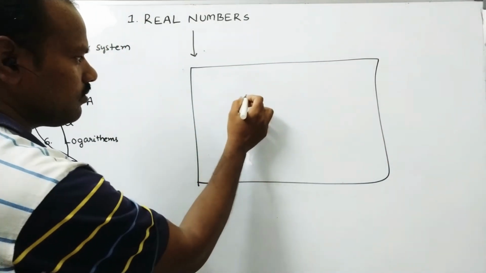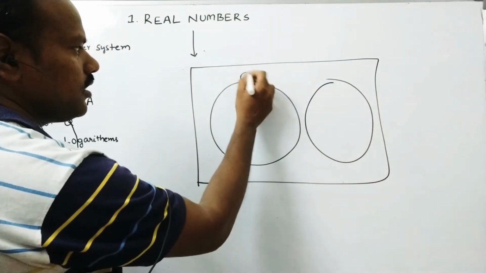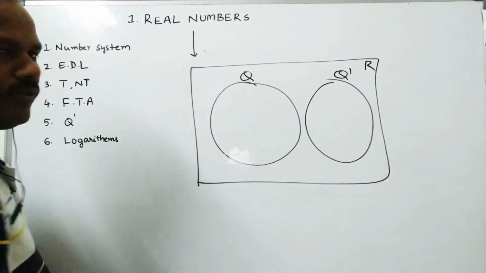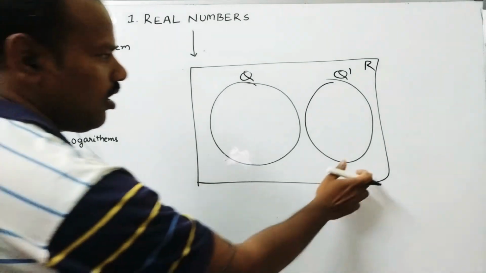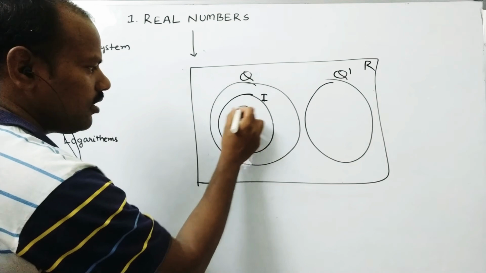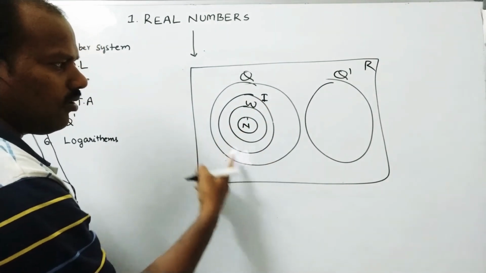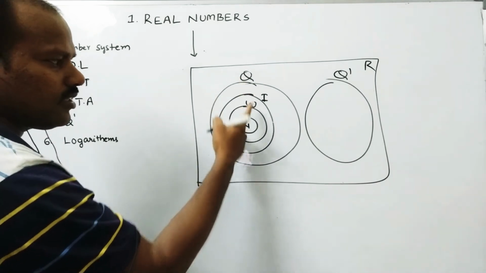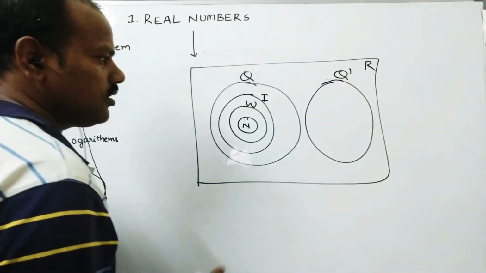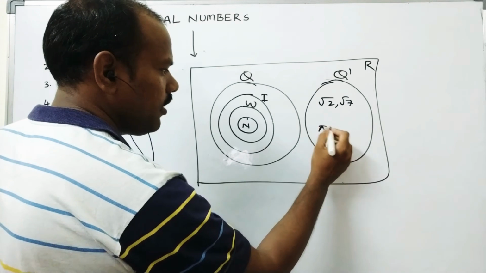The number system. Actually, as I told you, this is Q. This is Q dash, irrational numbers. This is real numbers, the universal set, R. Under Q we will have integers, and under integers you will have whole numbers and natural numbers. Every natural number is rational. Similarly for the remaining. Here, under irrational numbers you will have root 2, root 7 and pi.